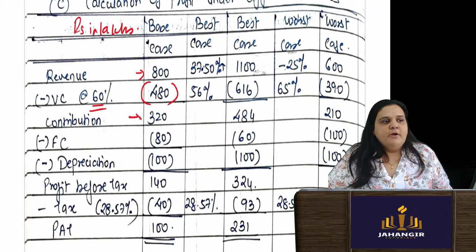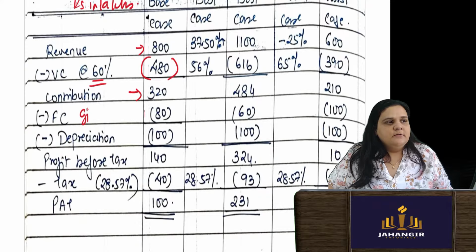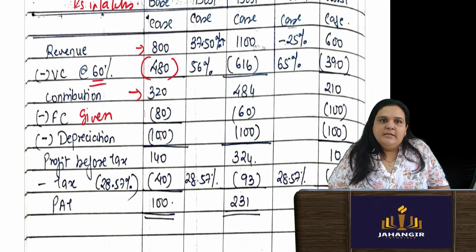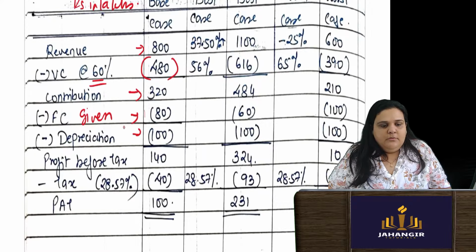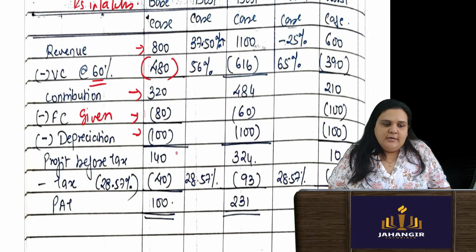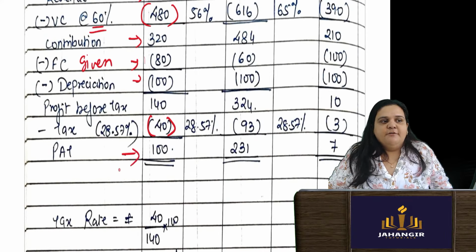So what will be my contribution? 800 minus 480 is 320. Fixed cost, they have given it to me. Depreciation, they have given it too. They have also given me income tax, which is 40 lakhs. So I get profit after tax of 100.